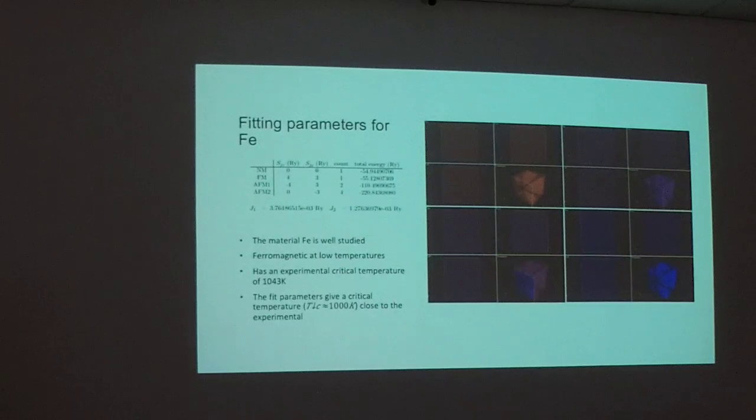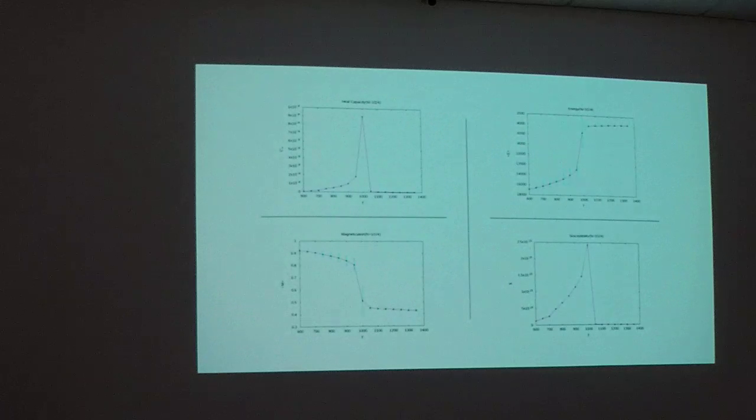Now, I start with iron because iron is very well studied. There's a bunch of information about iron, and we know that its critical temperature is around 1,000 Kelvin. And the parameters that I get actually bring us pretty close. So here, when I run a short simulation, for a small system size, but I have larger ones, I get pretty close to the experimental value for the critical temperature of iron.